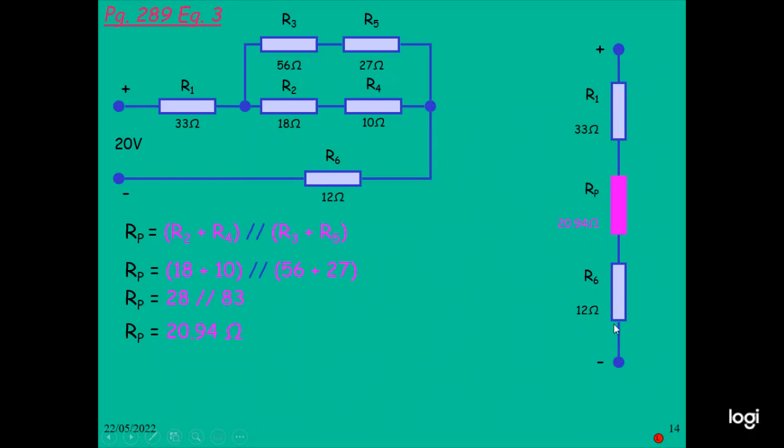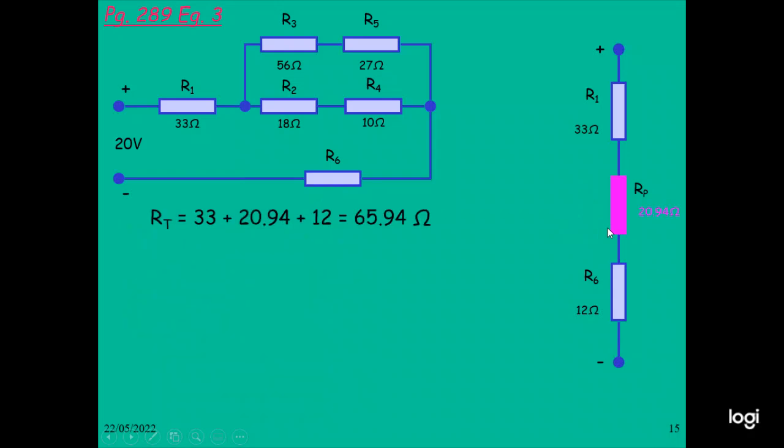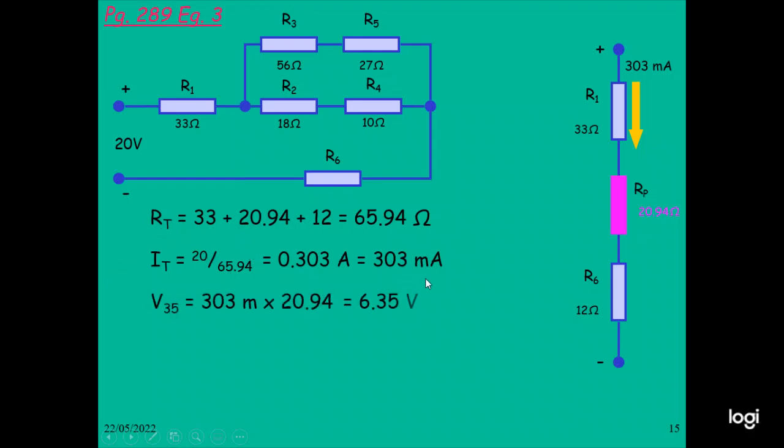And R1 here, R2 here. So RB is at 25940. So you got the condition: 33 plus 20 plus 940 plus 12, you got a 65 by 940. Then you have to calculate the current I. The total voltage is 20 volt and the resistance is 35 by 940. So 20 volt divided by 6594, you got 303 mA.